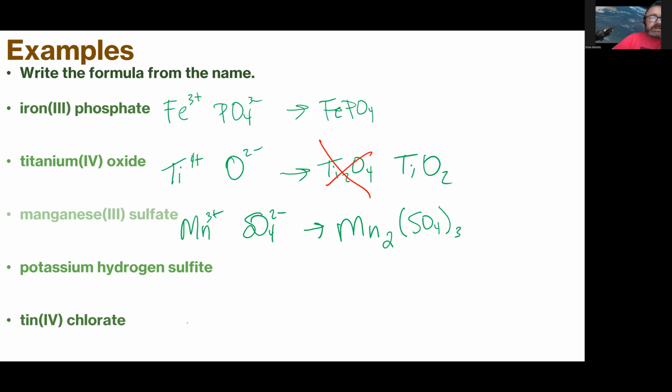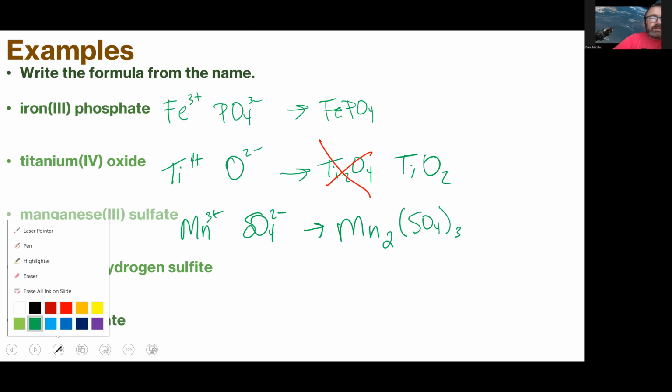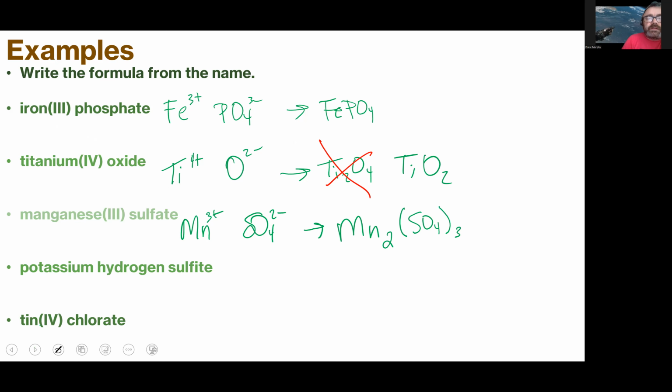Potassium hydrogen sulfite. Okay, these are going to throw us off. Potassium is the front. Remember, potassium is always going to be K+. Then hydrogen sulfite is the other piece. Remember, sulfite is SO3. Hydrogen sulfite would be HSO3. And so this has a minus charge. So this is KHSO3.